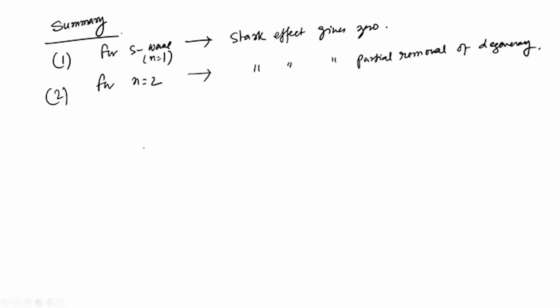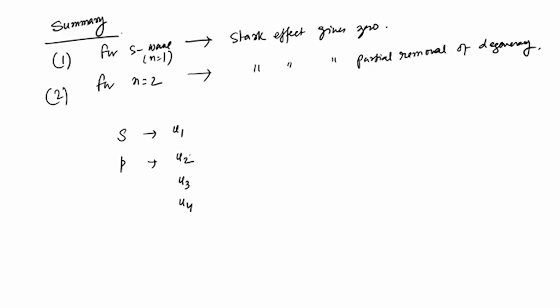It is important to understand that this degeneracy is only removed when S is coupled to P. So, let me show this. S is this U1 state, and all these are P states. So, P corresponds to U2, U3 and U4.